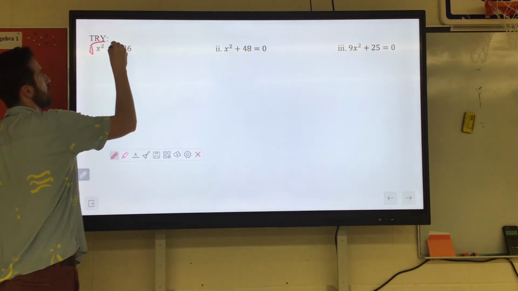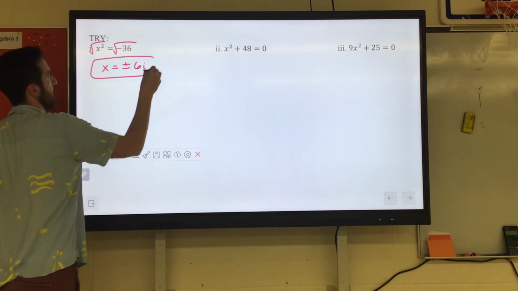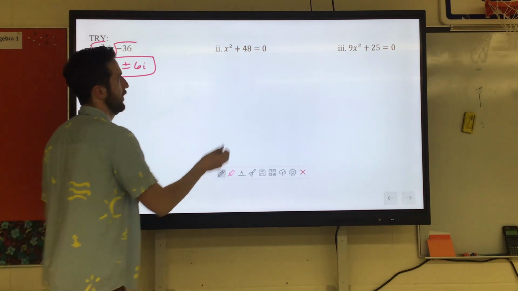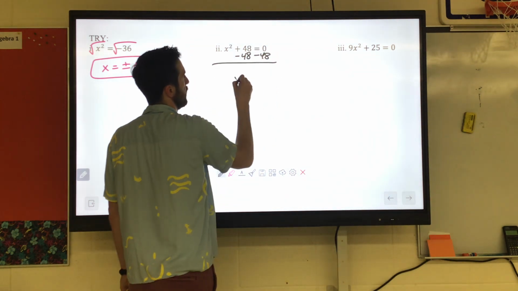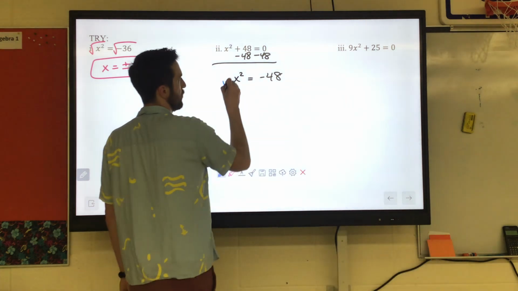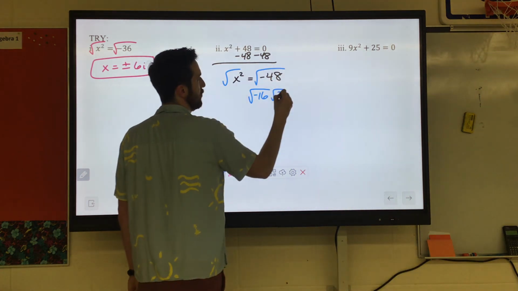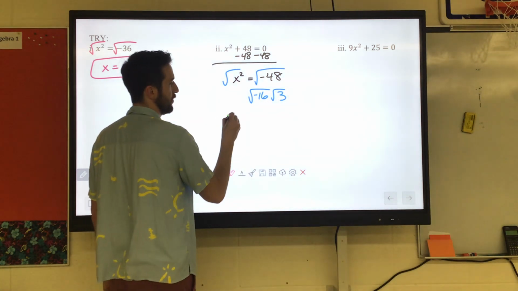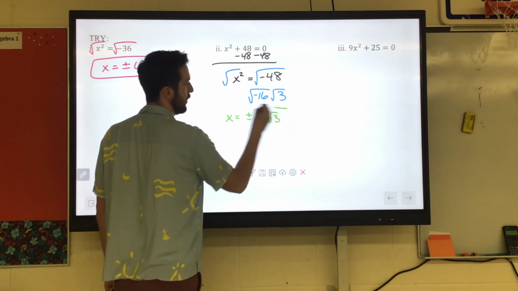Square root x equals plus or minus 6i. Here we're going to subtract the 48. X squared equals negative 48. Square root them. I know that 16 times 3 gives me 48. So x equals plus or minus 4i root 3.